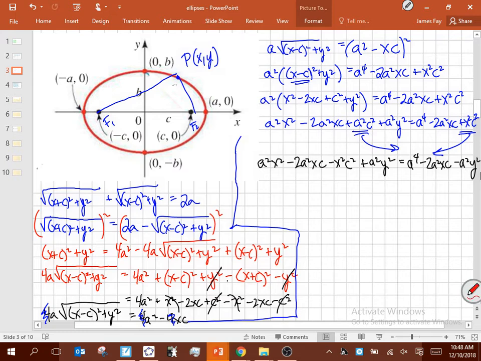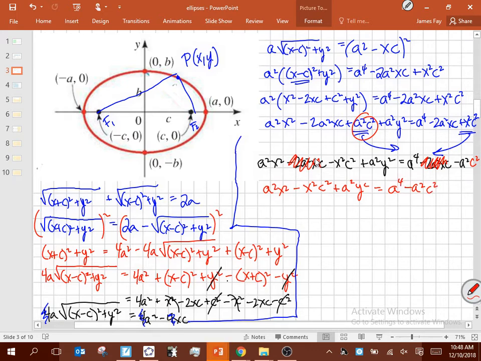Now, why do that? Well, the first thing to notice is that that term right there and that term right there should wipe away. So I'm left with a squared x squared minus x squared c squared plus a squared y squared. Now I apologize, I wasn't moving that over. I moved that over. So that should be a c right there: a squared c squared, not a squared y squared. So now this is equal to a to the fourth minus a squared c squared.